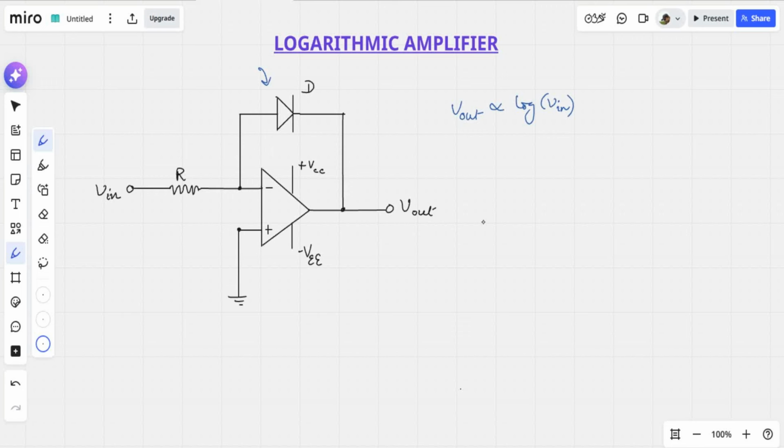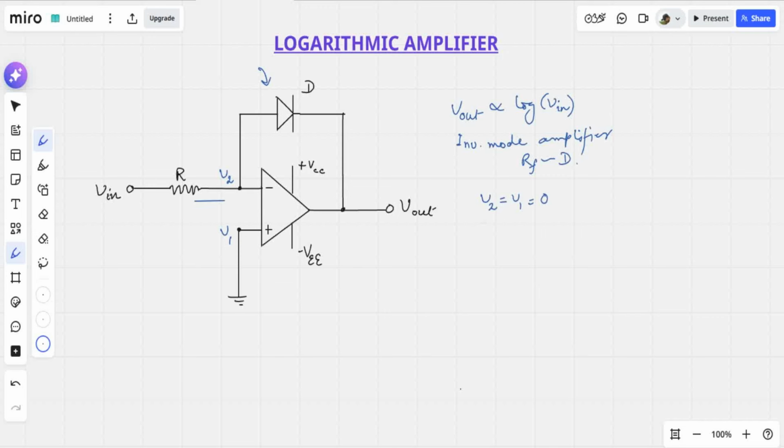So let us consider the basic operation of the amplifier. Here we have connected an op-amp in inverting mode, and in place of RF we have given a diode. That is the basic difference. The rest is similar to the inverting mode amplifier. Here we have the voltage V1 which is connected to ground. Using the concept of virtual ground, the voltage at this point is also 0. That means V2 equals V1 equals 0.